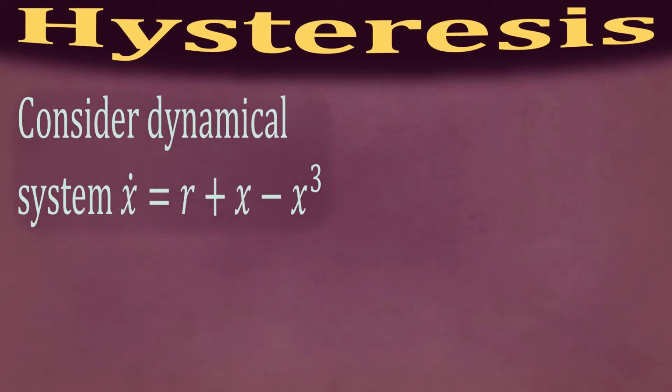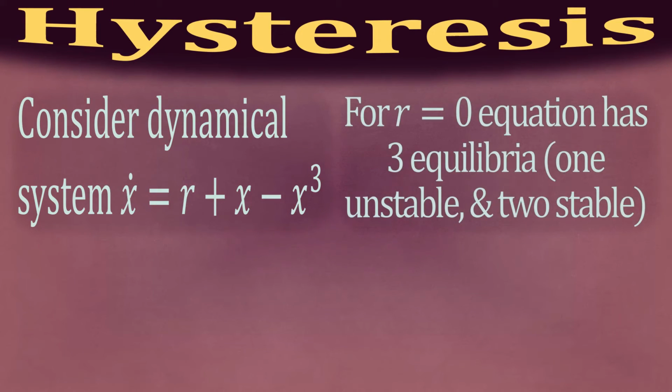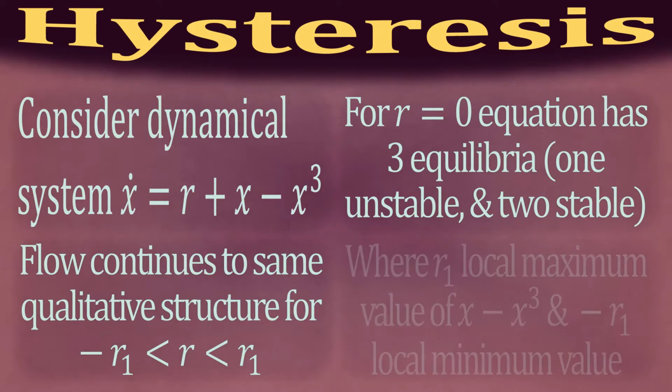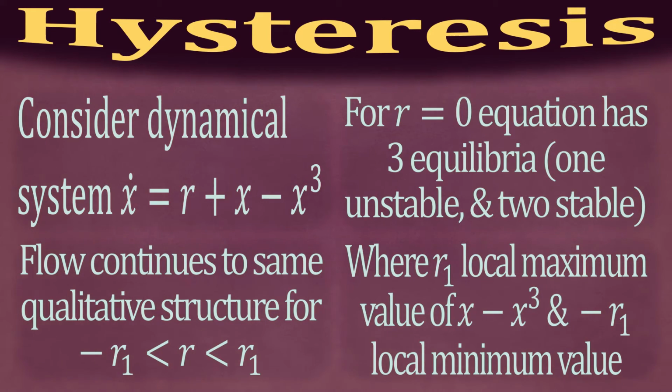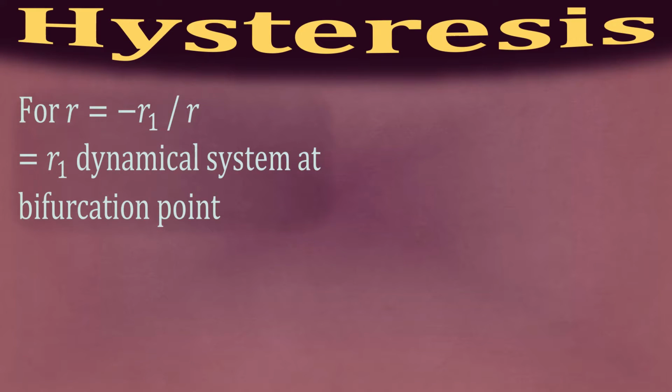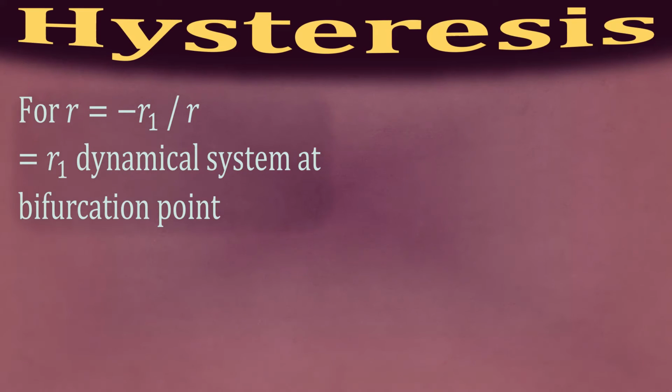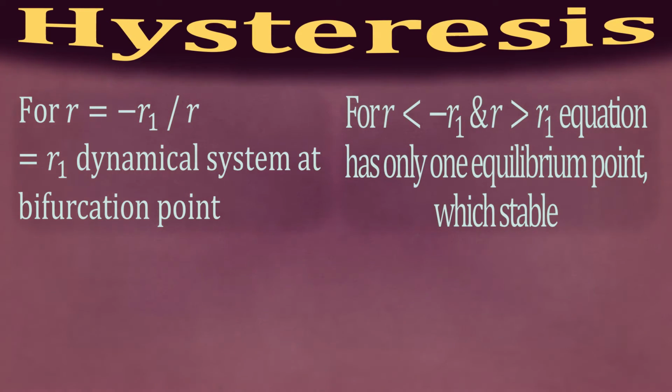Consider the dynamical system x dot is equal to r plus x minus x cubed. For r equals 0, the equation has three equilibria, one unstable and two stable. The flow continues to have the same qualitative structure for r between minus r1 and r1, where r1 is the local maximum value of x minus x cubed and minus r1 is the local minimum value. For r equals minus r1 and r equals r1, the dynamical system is at a bifurcation point.